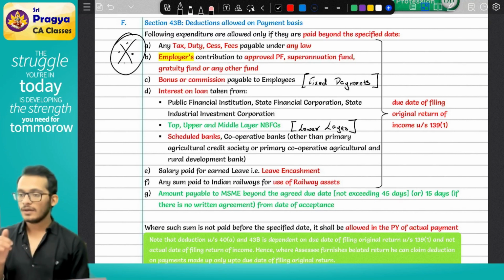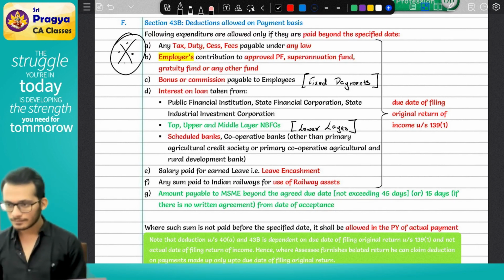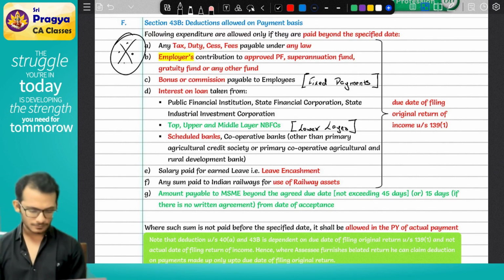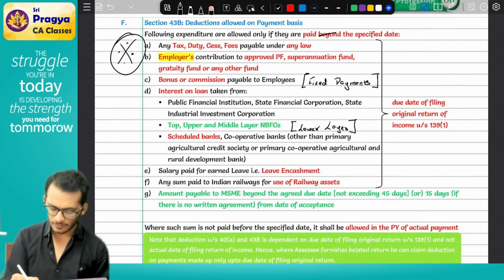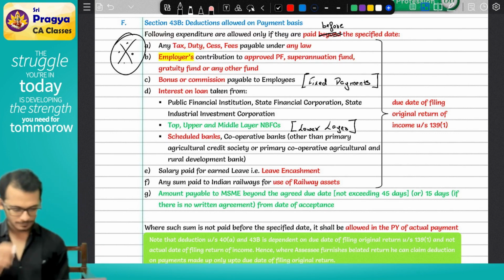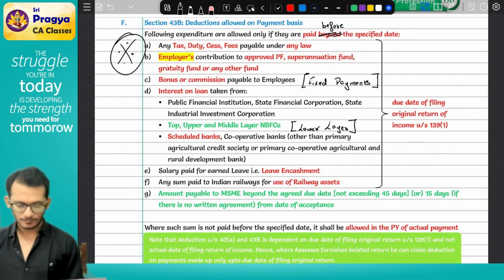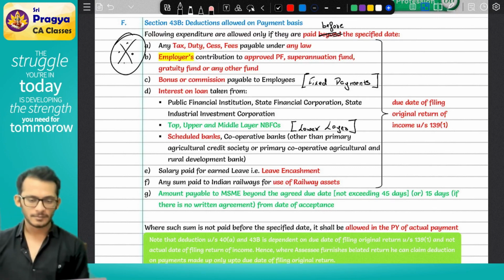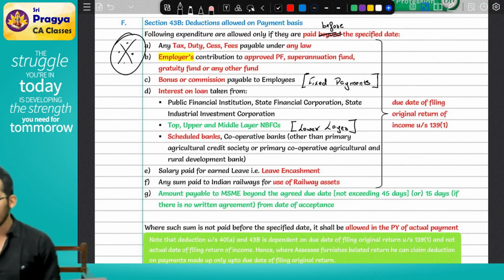Now, Rahul, what is the amendment for the current year? This is before, sorry. Please change it. It is before the specified date. Yes. Now, coming to the amendment. Rahul, what is the amendment?